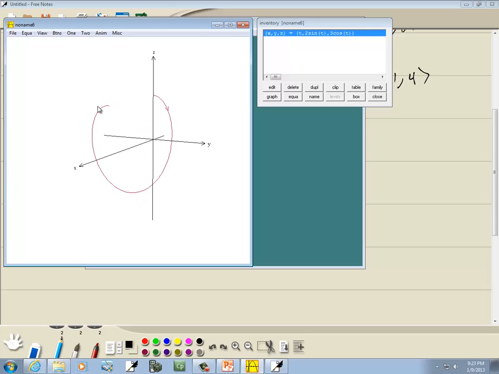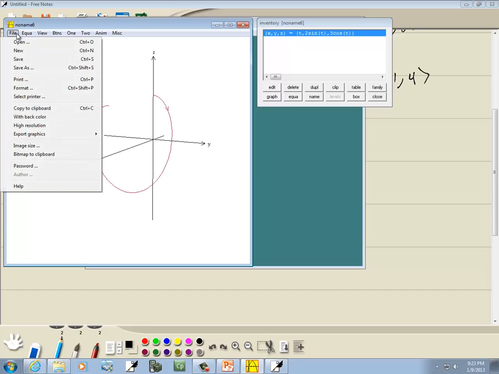And if you don't even want to sketch it down, if you just want to export this into Word or something like that, all you do is you do a File and Bitmap to Clipboard. And then you go into Word and you just paste, and then you have it. So, I don't have any problem with that.